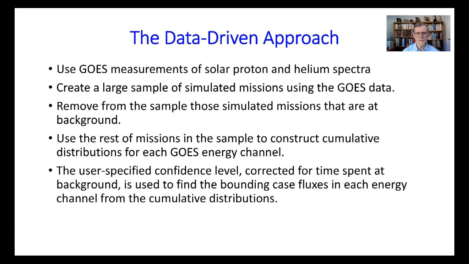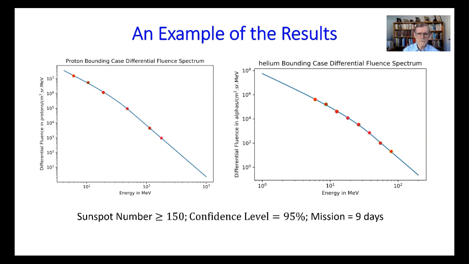The approach we took is a data-driven approach. We used proton and helium spectra from the GOES satellite to create a large sample of simulated missions. We removed from that sample the missions that were at background and used the remaining missions to create cumulative distributions for each of the GOES energy channels. Now, to find the bounding case spectrum, the user needs to specify the confidence level that he wishes for each of the bounding case fluxes or bounding case fluences. And we need to correct his confidence level for the background and then use it to index into the cumulative distributions we've constructed from the simulated missions. The result of those calculations are spectra like the ones shown here.